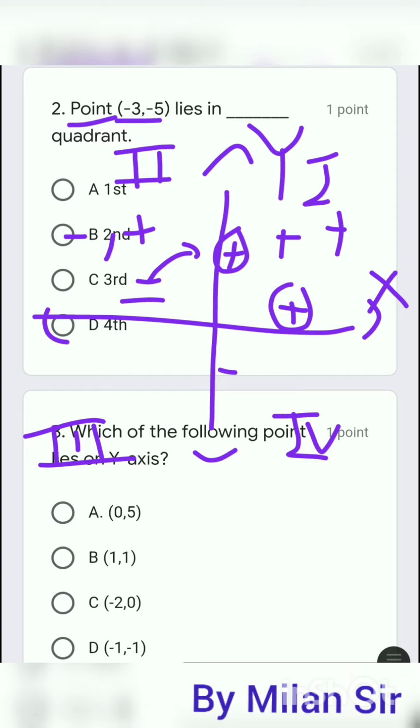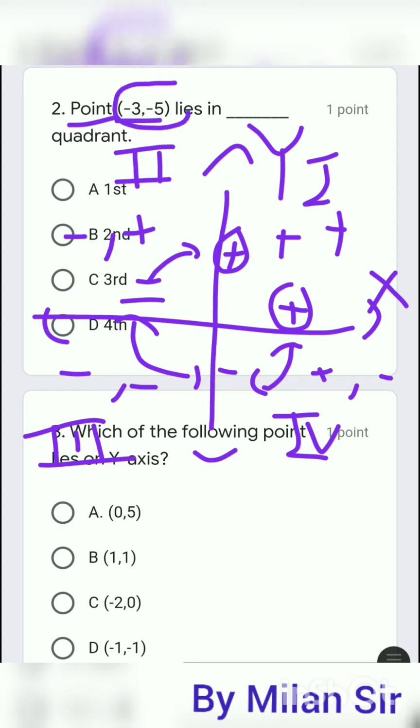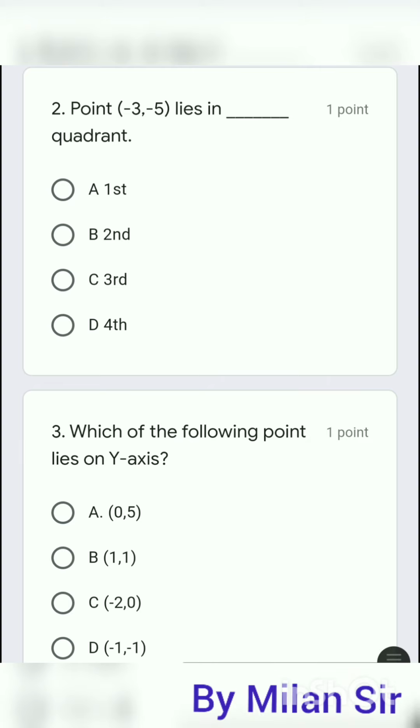In third quadrant both have negative sign, so negative negative, and in fourth quadrant x is positive and y is negative, so positive negative. Now if we think about -3 -5, we just need to check the sign. Both have negative sign, and both negative signs are in the third quadrant, so our answer is third quadrant, option C.